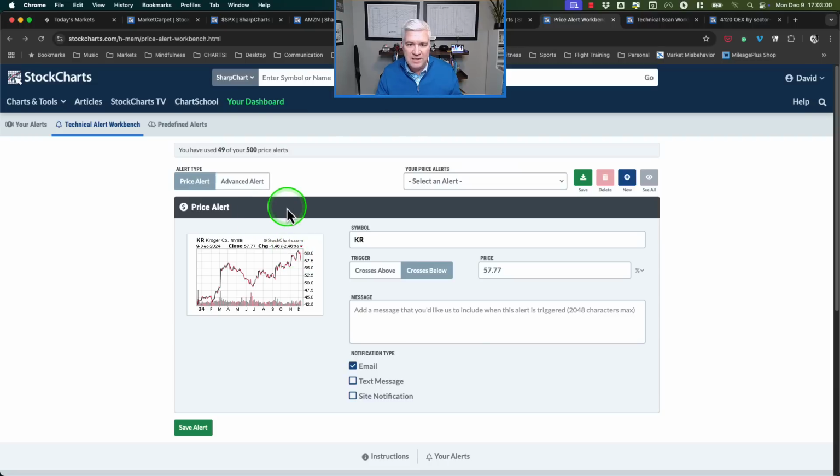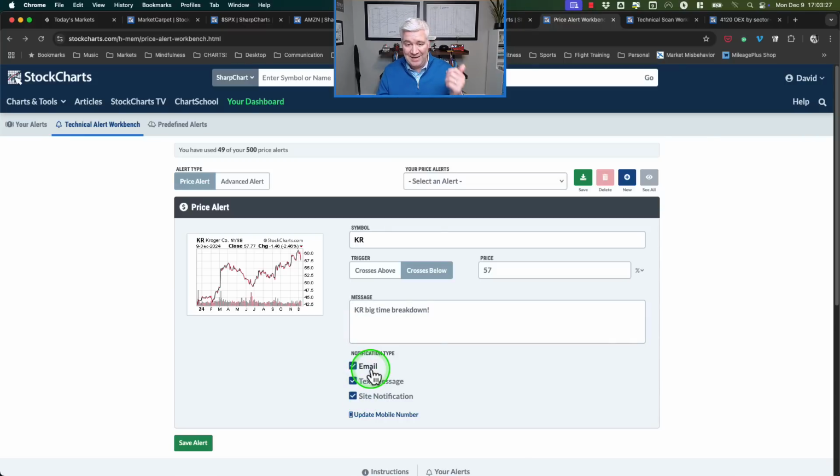And from here, you basically say, I want a price alert. You put the ticker. I've already put Kroger in here. It gives you a little preview chart, and this is actually very helpful, just so you can remember the general levels you might be looking at. On the chart of Kroger, I think $57 was the one, so I want to say crosses below 57. Here I can say Kroger big time breakdown. And then I can select how I want to be notified. I usually check all these off, which means I get an email. My phone lights up with the text. I actually get a banner on the top of the StockCharts platform. This is the way to get alerted. And you say Save Alert, and that'll give you that happy it went well message. And then you can click on Your Alerts and manage those.